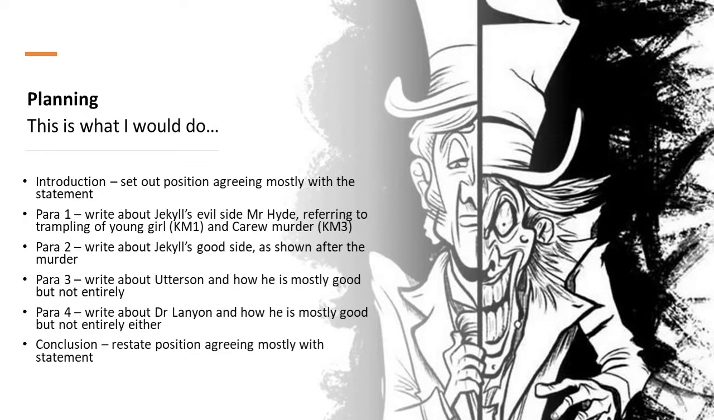Depends on your perspective. And then finally, I would have a conclusion, restating my position, agreeing mostly with the statement, but arguing that maybe Utterson and Lanyon didn't have any evil in them, they were just curious about it. So that's what I would do.